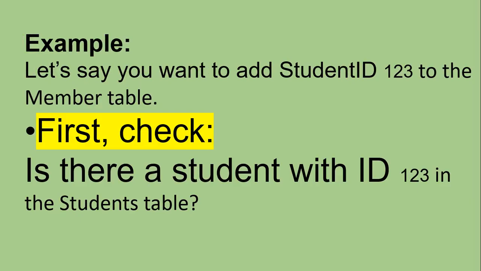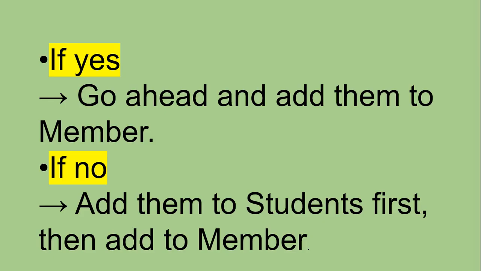For example, let's say you want to add student IDs 1, 2, 3 to the member table. First check: is there a student with ID 1, 2, 3 in the students table? If you add 4, 5, 6, it will bring that error, because our student IDs are 1, 2, 3, so 4, 5, 6 are not part of what is in the students table. If yes, go ahead and add them to the member table. If no, add them to students first, then add them to the member table.